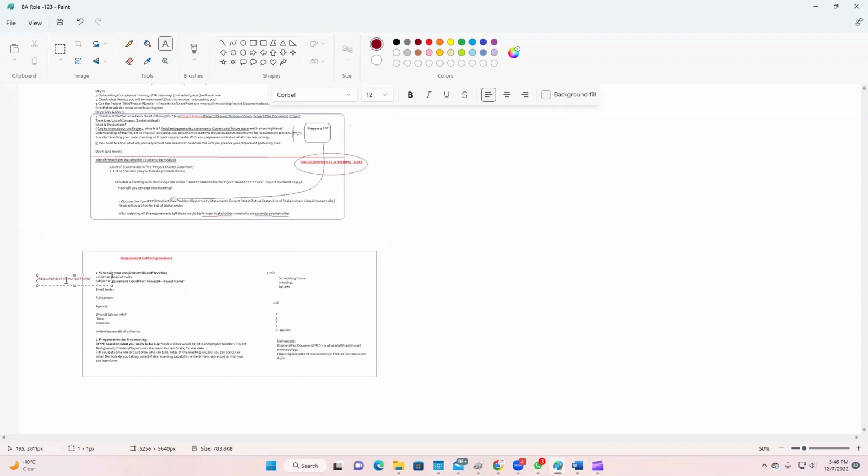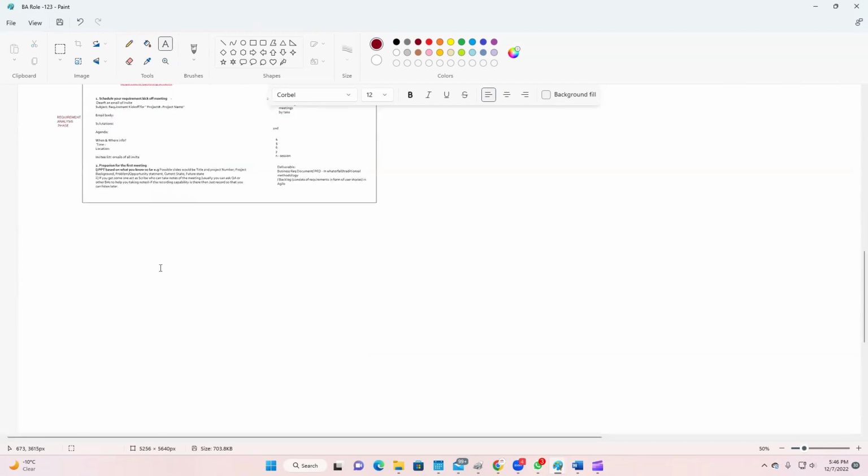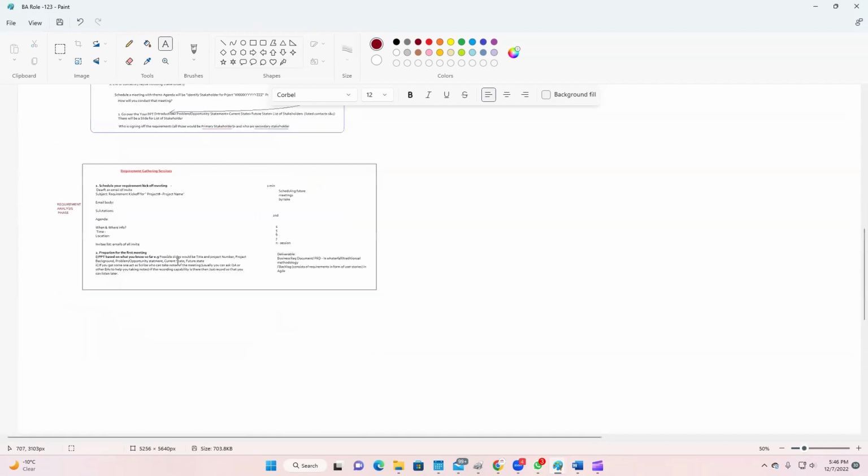What would be the next phase after the requirement document is completed? When you gathered all the requirements, after that, what's the next phase? Your requirement documentation is complete. You created the business requirement document. It's signed off. What's next?